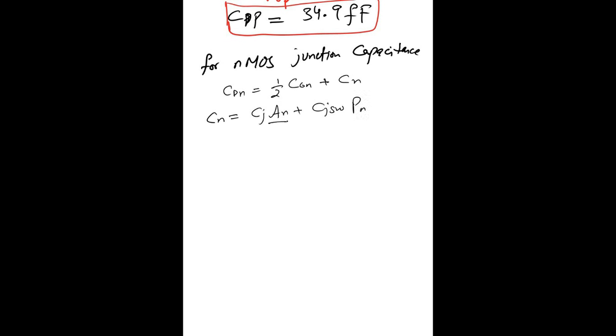We can solve for AN using the same formula. AN is equal to X plus L naught, multiplied by WN. If we put the values, 2 micrometer plus 0.1 micrometer, and multiply it with the width of NMOS, that is 4 micrometer, the final value of AN will be 8.4 micrometer square.